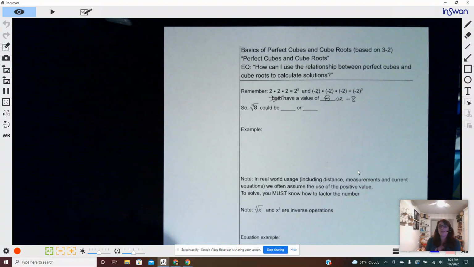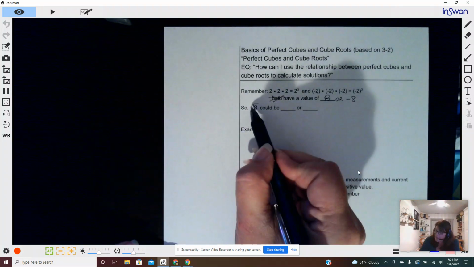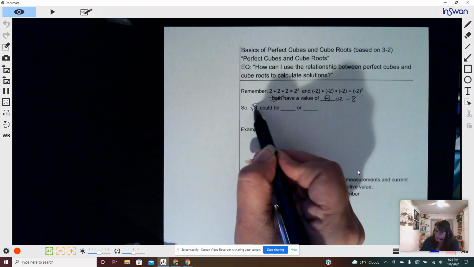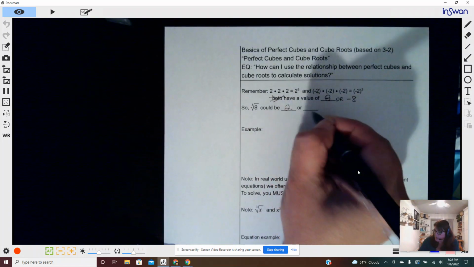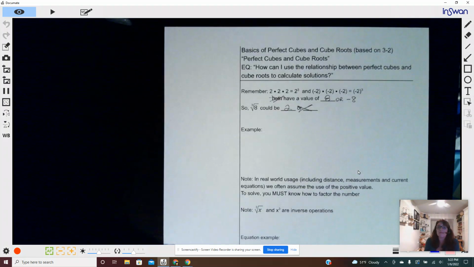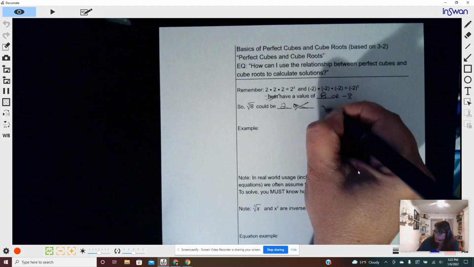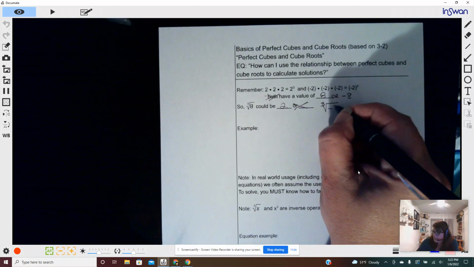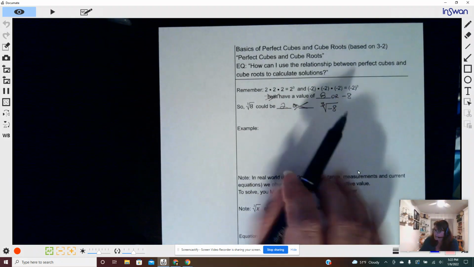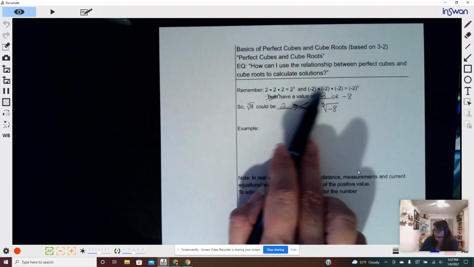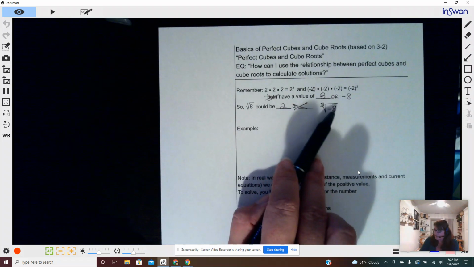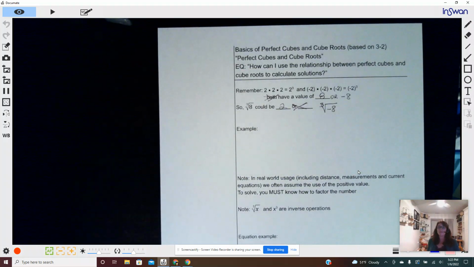So we can have negative cube roots. The cube root of 8 would be 2, but it can't be negative 2. Negative 2 is the cube root, and the little 3 goes right here, of negative 8. Because if you have an odd number of negatives, you have a negative, and the negative can be inside the cube root sign. It's fine.